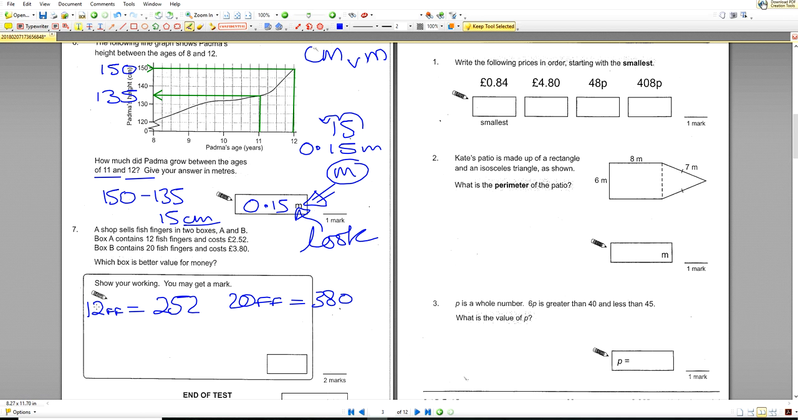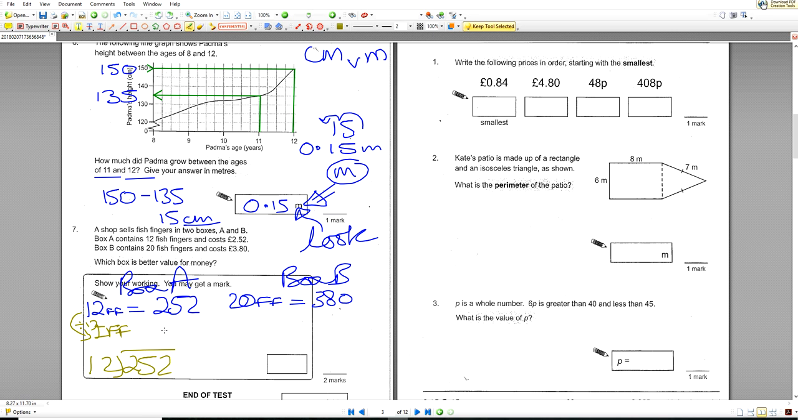Better value for money means you've got to work out the cost of each fish finger in each of the boxes. So this one here is box A. This one here is box B. So let's work that out. Let's get a different pen. I've got to work out the cost of one fish finger. To get from 12 fish fingers to one fish finger, we have to divide by 12. So we have to do 252 divided by 12.